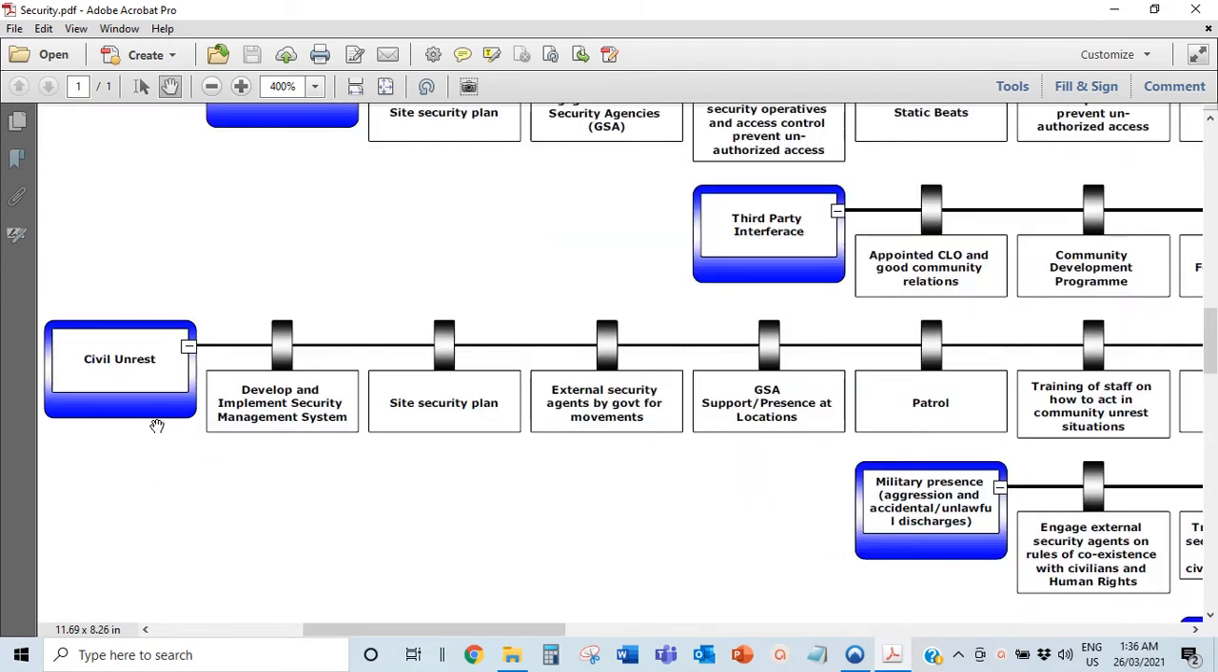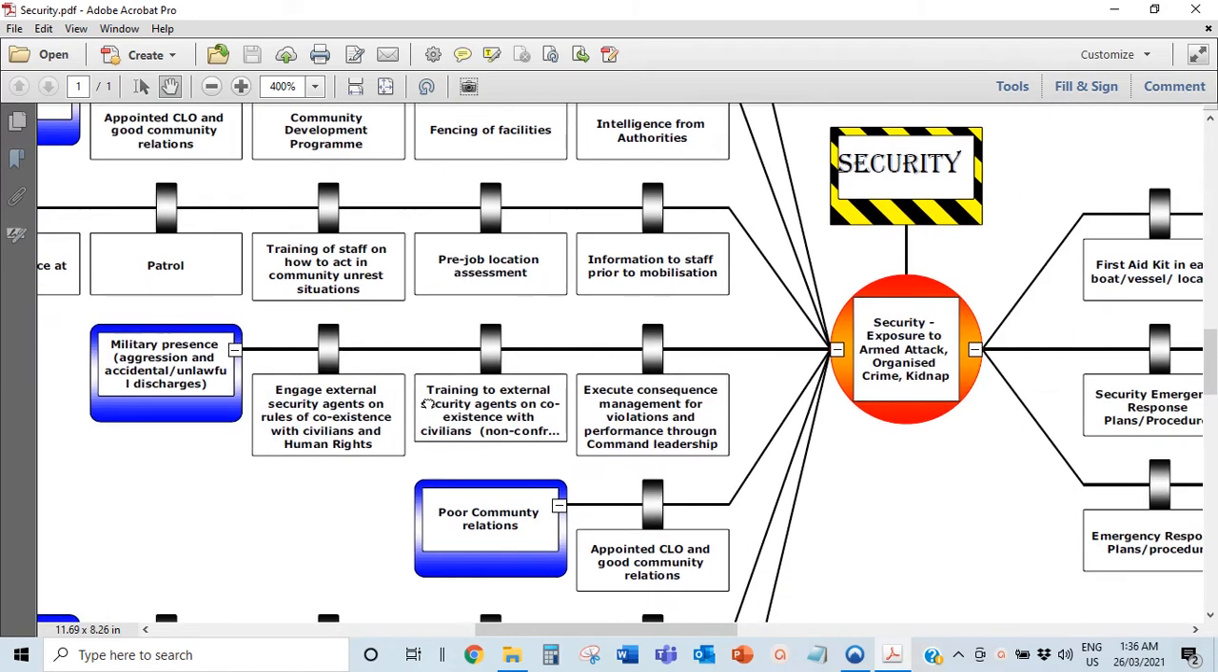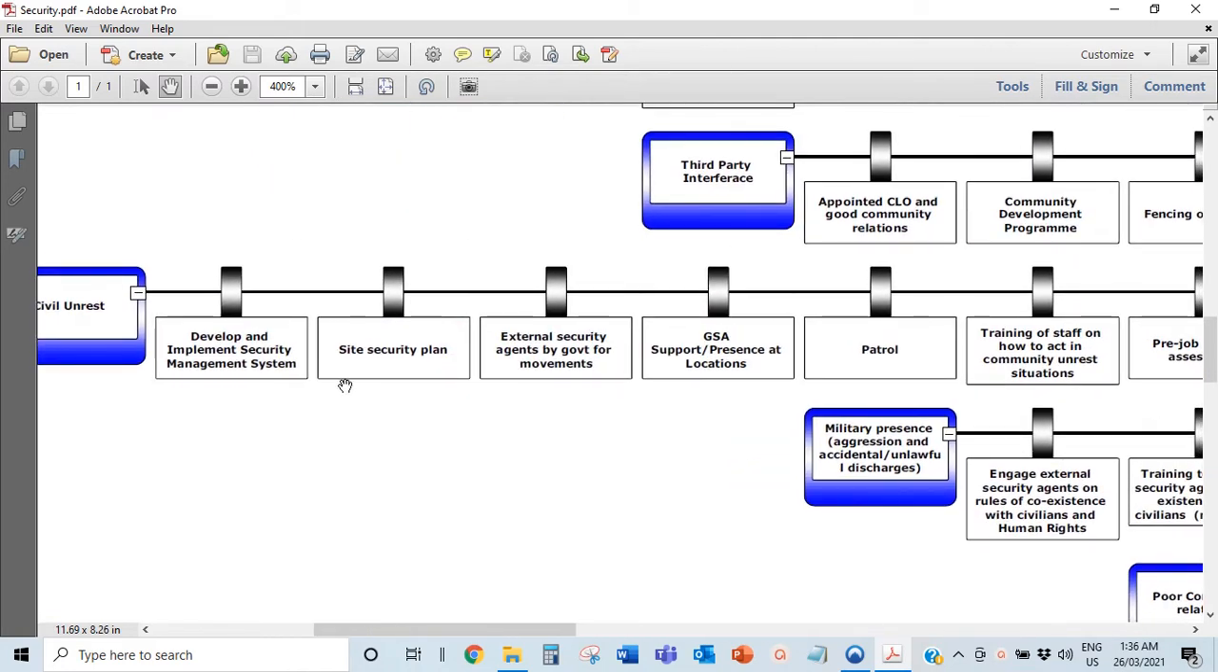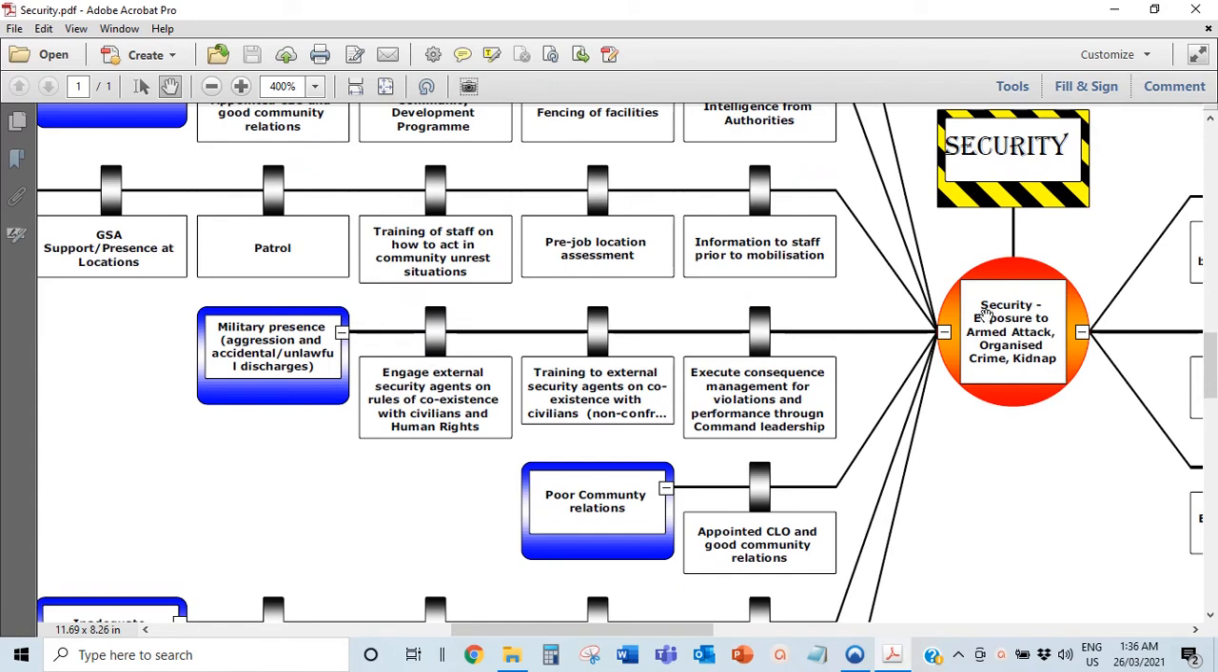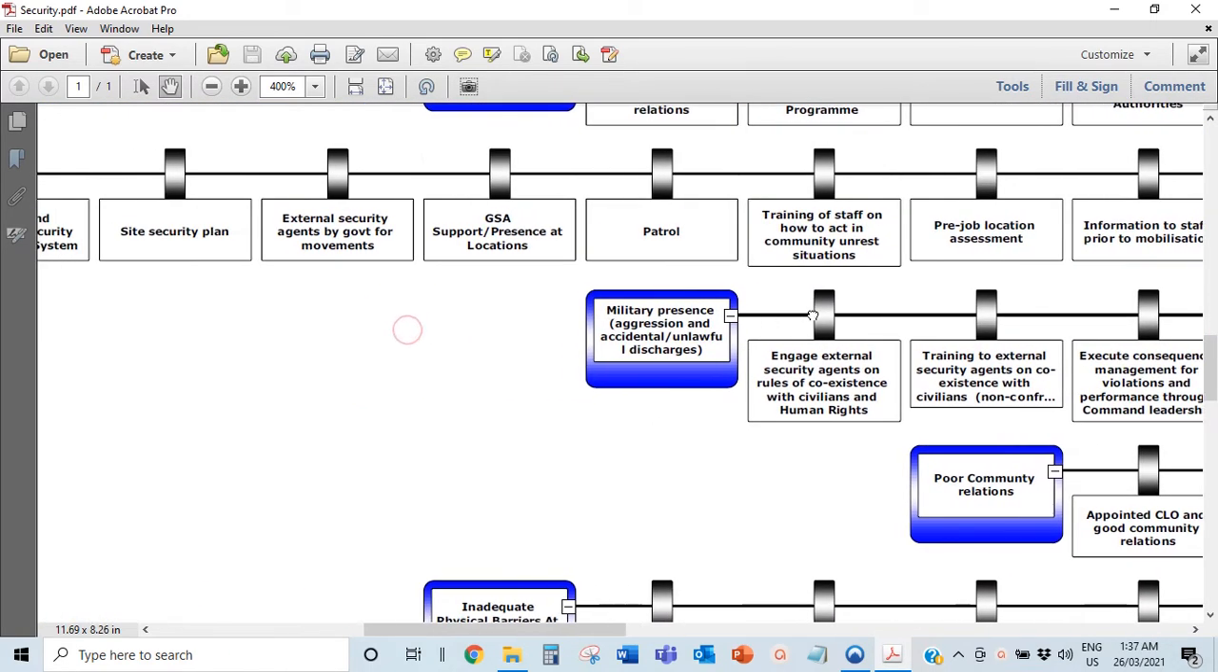Then there's civil unrest. If there's civil unrest, it could also lead to this. That means everything is breaking down. There's no serious security from the security agencies, the police. So if there's civil unrest, that could definitely lead to an exposure to armed attack or kidnap.